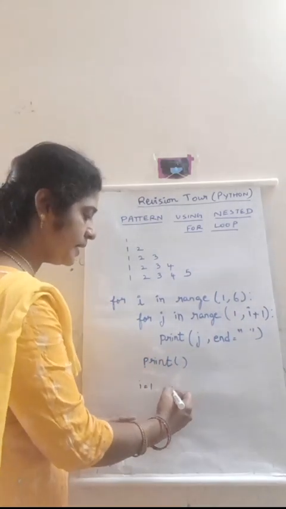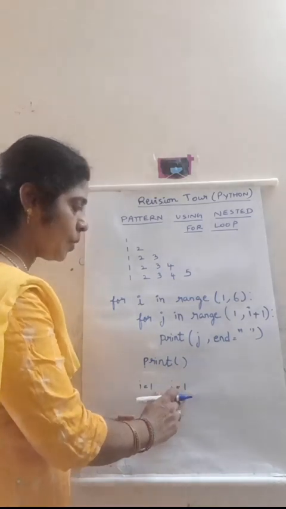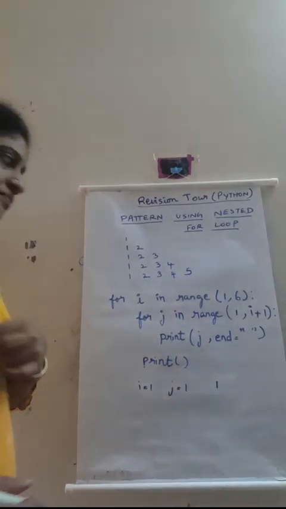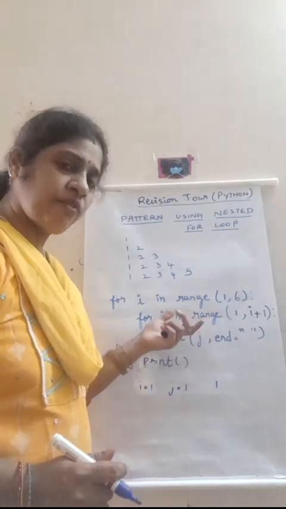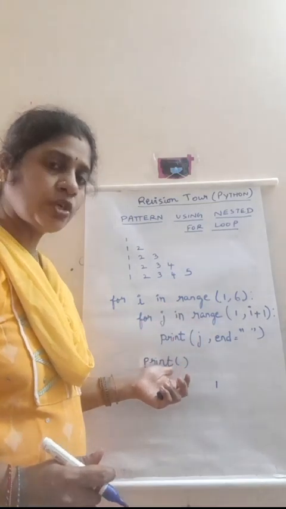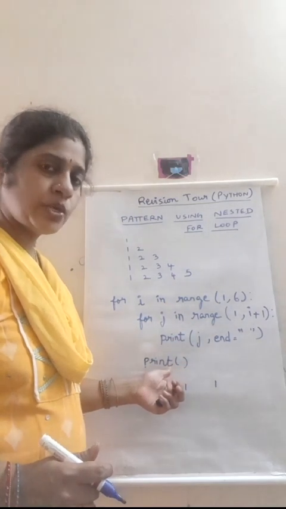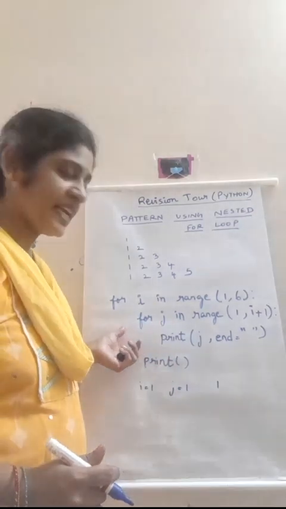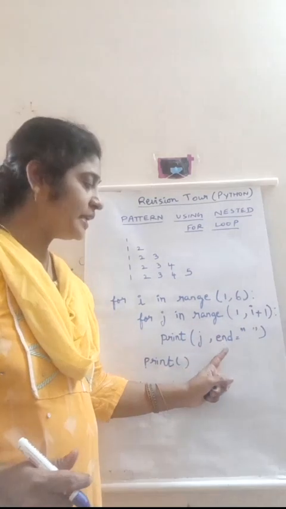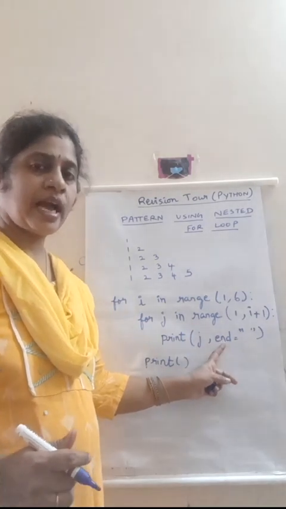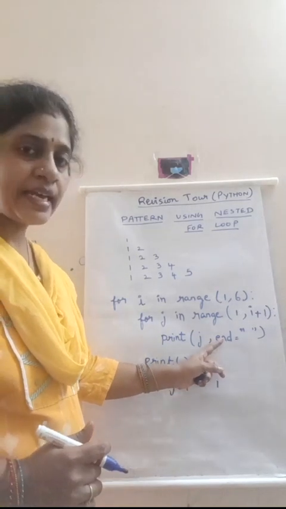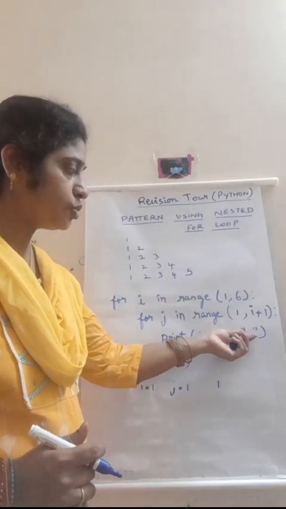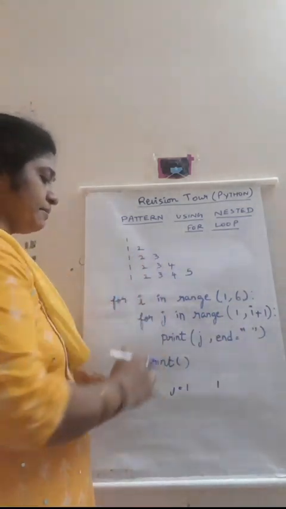So j value will be, first it will be 1. When it is 1, it will display 1, and for one time it will display, and the control will go to the next line here, print. You have to remember that this print is not part of this internal loop, it is part of this external loop. And don't forget to use the end argument over here. So this end argument is used to specify the space between the numbers.